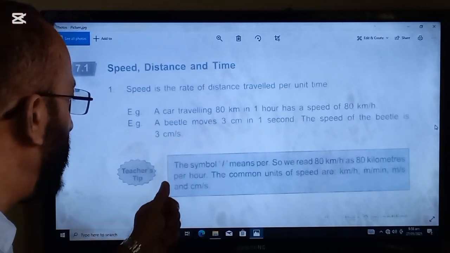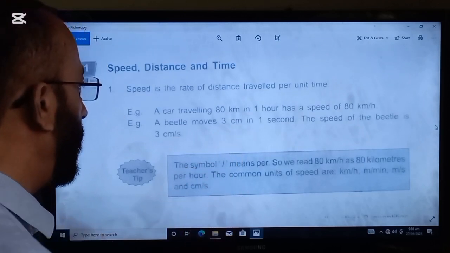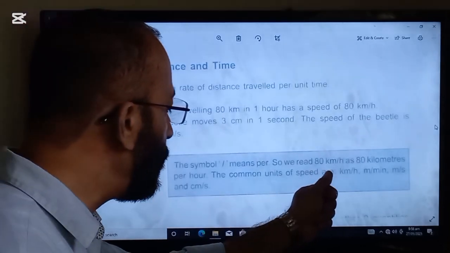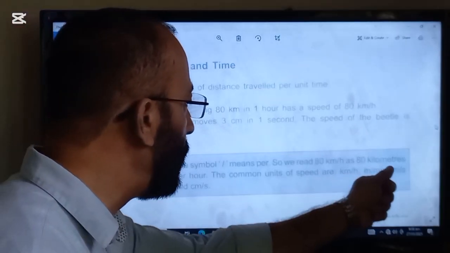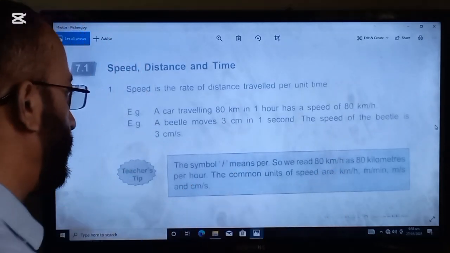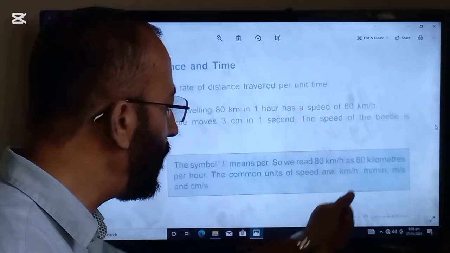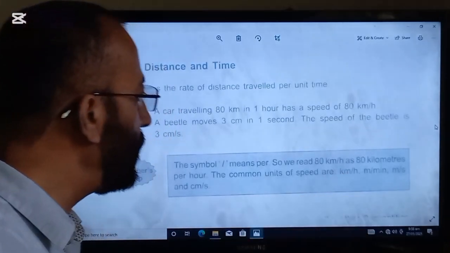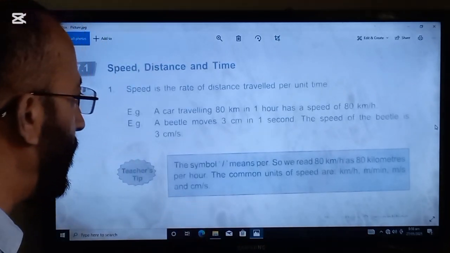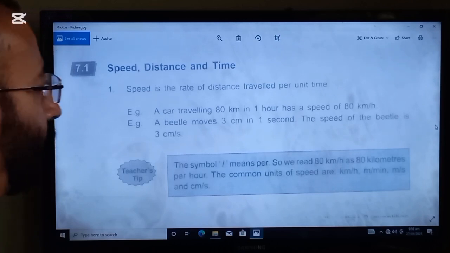Here is a tip for you: this slash symbol means per. So we read 80 km/h as 80 km per hour. This slash means per. The common units of speed are kilometer per hour, meter per minute, meter per second, and centimeter per second. So these are some common units of speed.